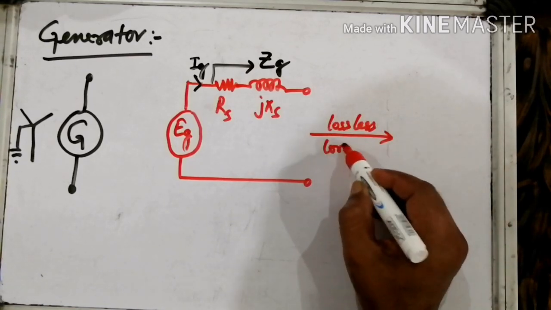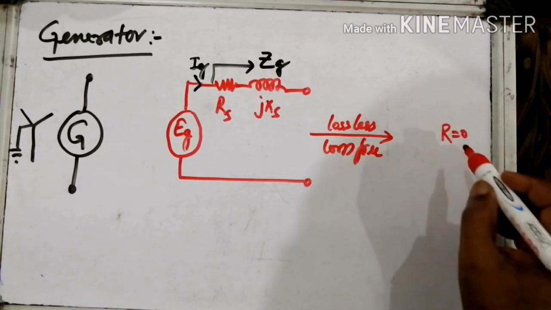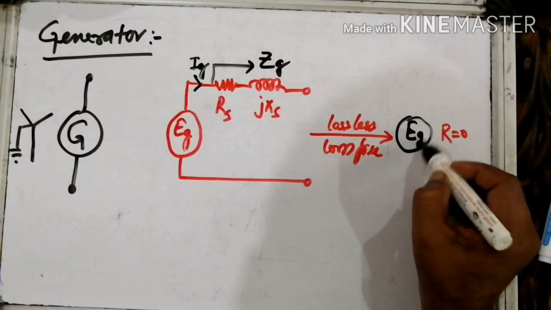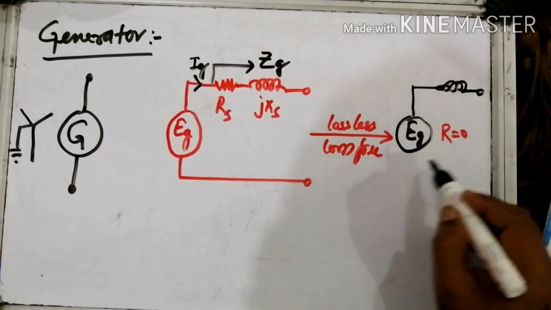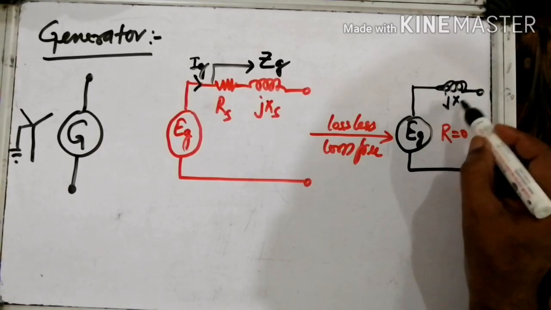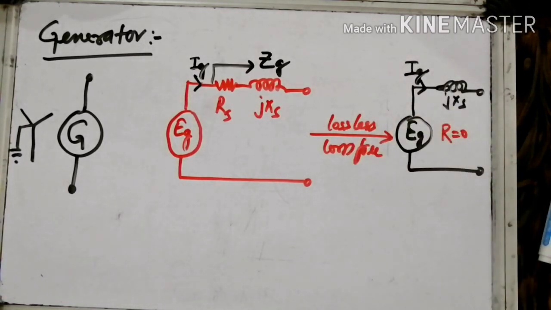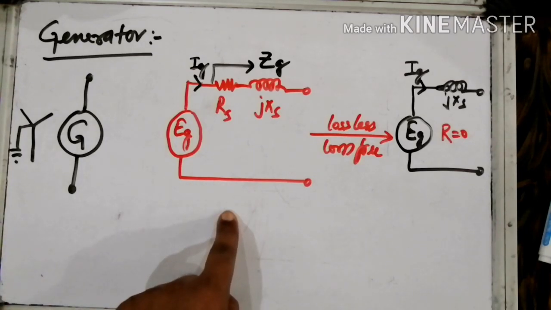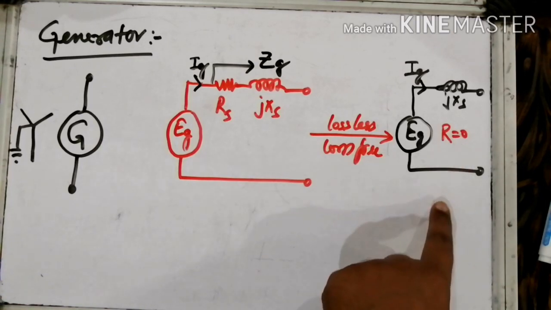Now consider this circuit as lossless or loss free. For this, its resistive part is 0. It is EG, and here only inductance JXS. This is your IG. Listen, this is the symbolic representation of generator, this is the actual diagram of generator, and this one is the diagram when the resistive part is 0, that is, the diagram belonging to lossless or loss free.